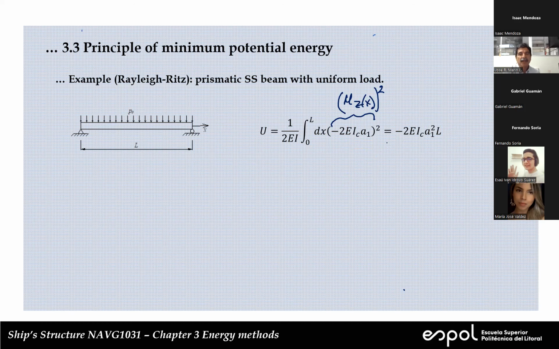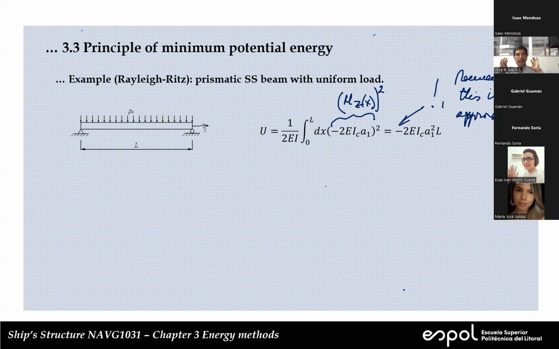Immediately we see something strange here, right? We have that this is negative. That means that this function, okay, we can use it, right? But it's just an approximation, right? But let's put it here. Remember, this is an approximation. Okay, let's go on.